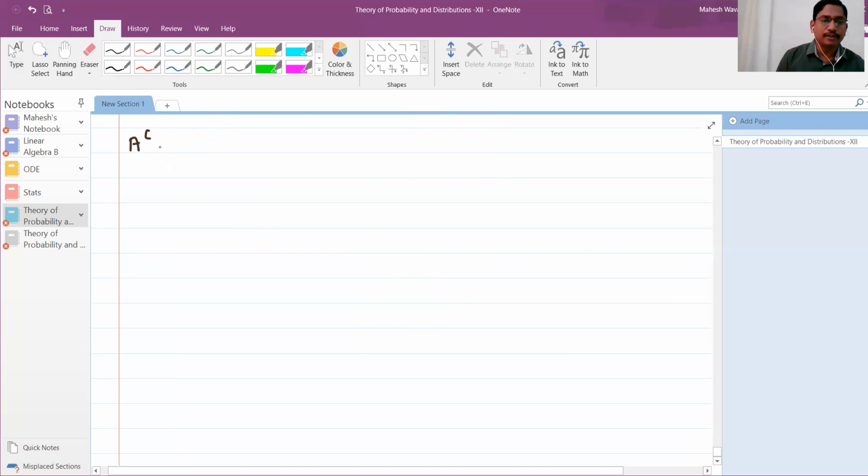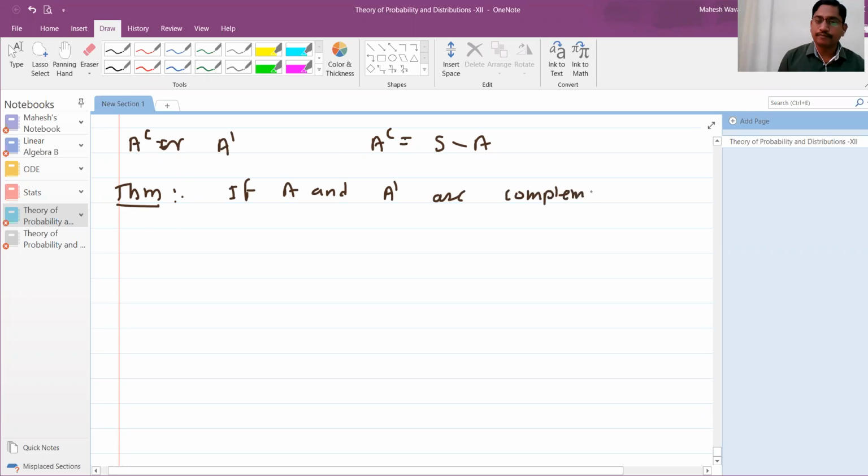Next, the complement of an event will be denoted by A or A dash, and it will be given by the sample space minus that A. So you need to compute the probability of this A dash. How to calculate? If A and A dash are complementary events, then probability of A plus probability of A dash is always 1. Means probability of A dash can be calculated by 1 minus probability of A.